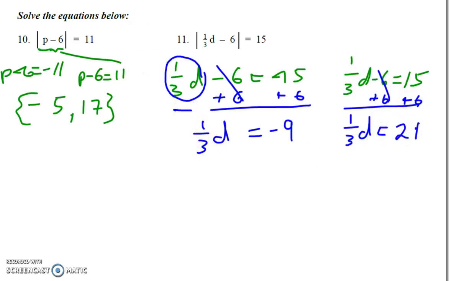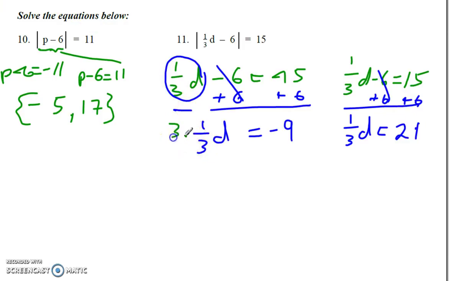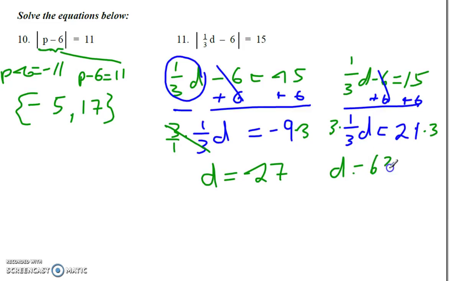To get rid of the fraction, I can either multiply by the denominator, which is times 3, or multiply by the reciprocal, which is 3 over 1. Same thing as multiplying by 3. So times 3 here. Same thing in the other equation. This cancels out. D is equal to -27. Or D is equal to 63. Remember, there are two answers to an absolute value equation.